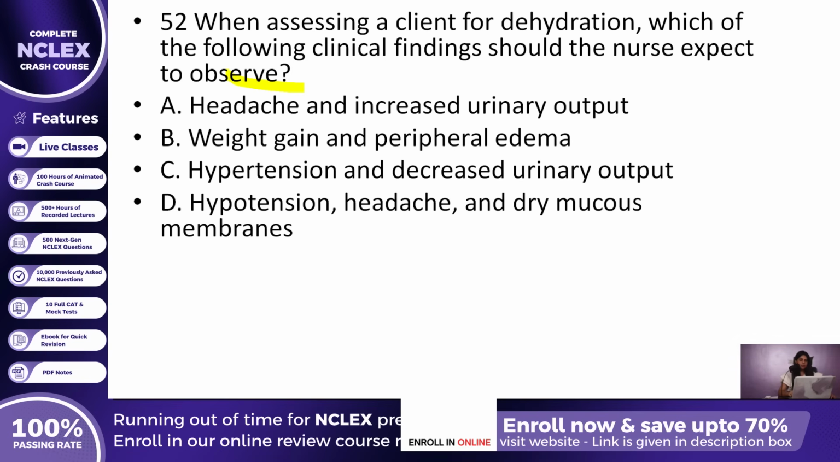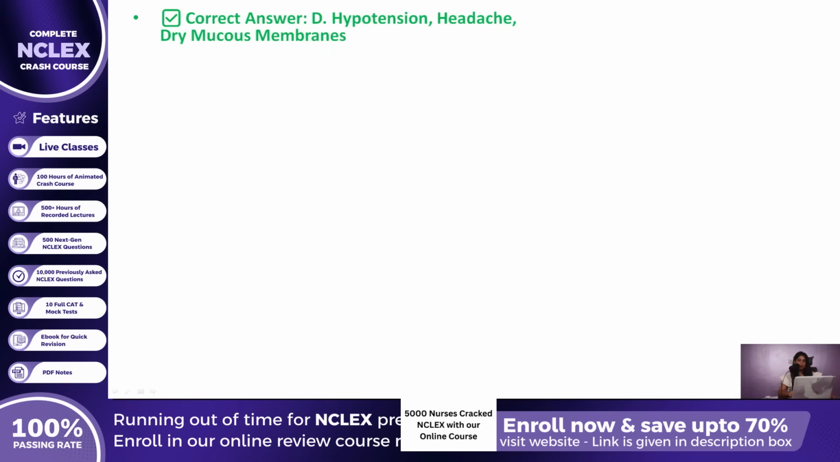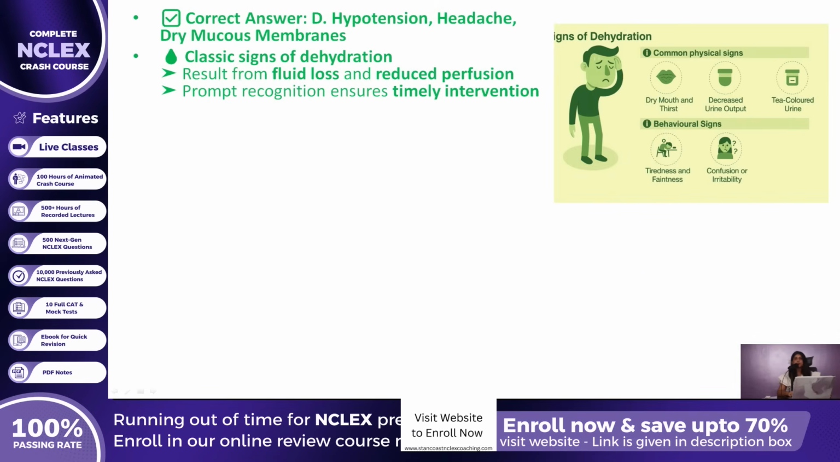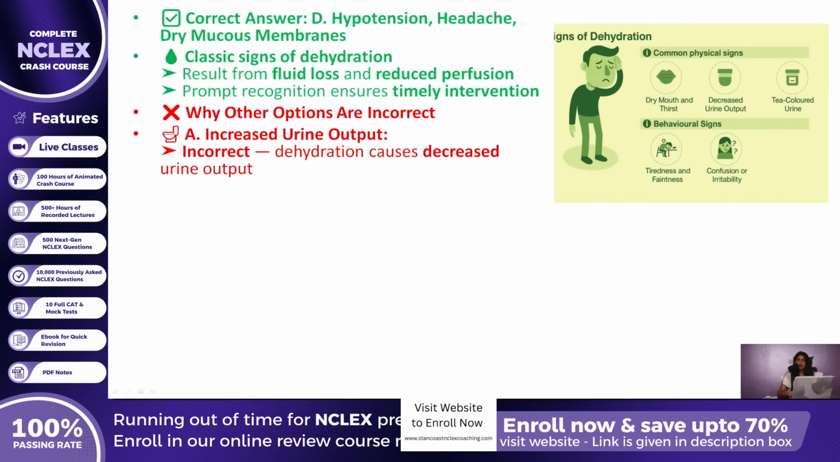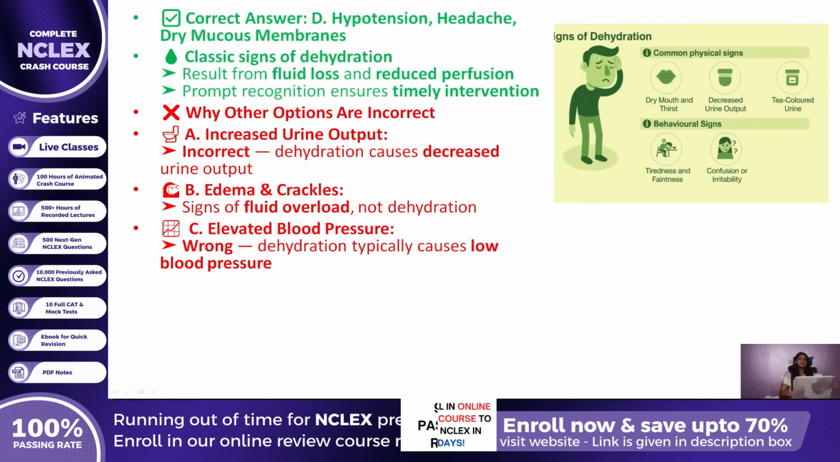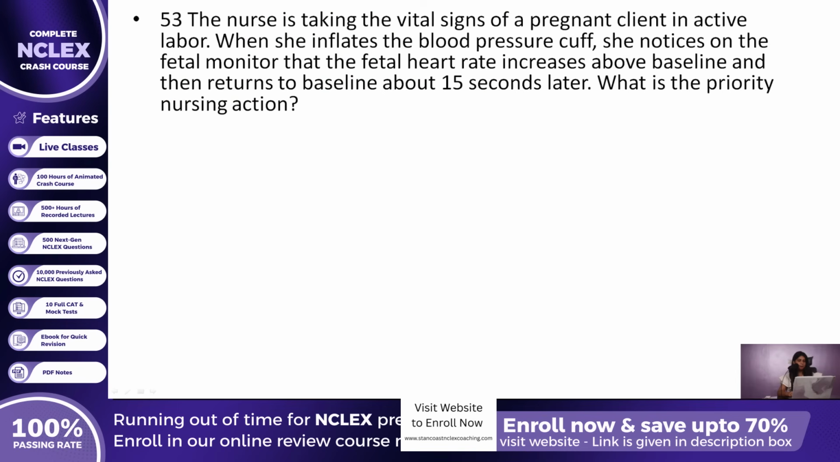The correct answer is Option D, hypotension, headache, and dry mucous membranes. Classic signs of dehydration due to fluid loss and reduced perfusion. Option A is incorrect because dehydration causes decreased, not increased, urine output. Option B describes fluid overload, not dehydration. Option C is wrong since dehydration leads to low, not high, blood pressure. Recognizing these signs ensures timely and effective intervention. Focus on this question 53. The nurse is taking vital signs of a pregnant client in active labor.